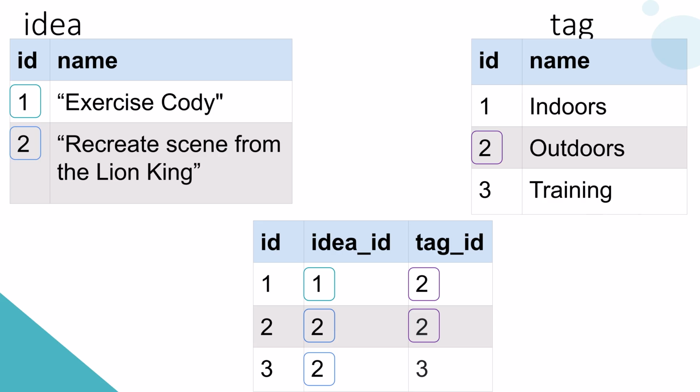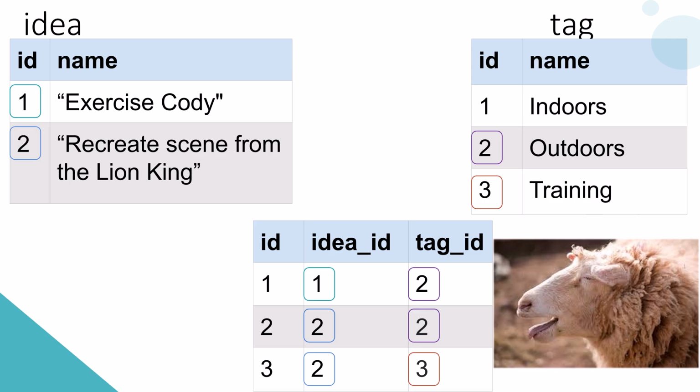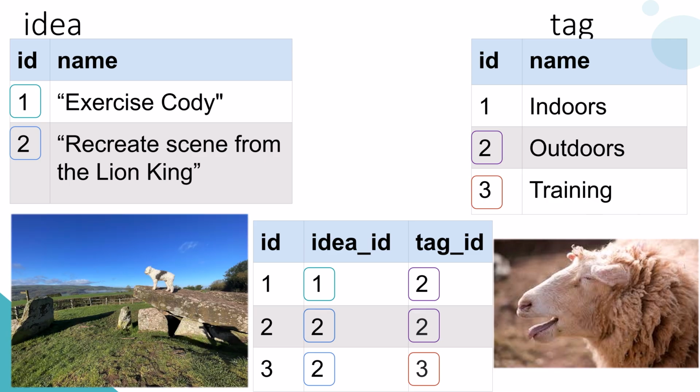The first entry, appearing for the second time, is outdoors with a tag ID of 2, and the last one is tag ID 3 for training, because there are actually a lot of sheep around, making a lot of sheep sounds, so keeping the sheepdog on a big old rock was very difficult.